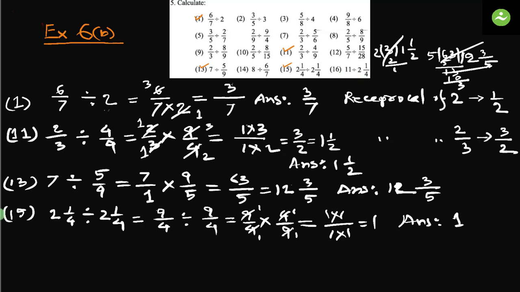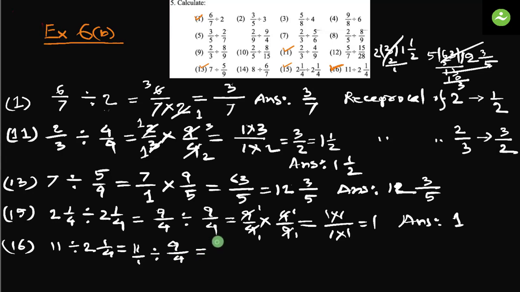How about 16? Yes, we can do that also. Let us take 16. 11 divided by 2 and 1/4. First thing we have to do, convert it to an improper fraction. So 11 over 1 divided by 2 into 4 plus 1, 9 over 4.